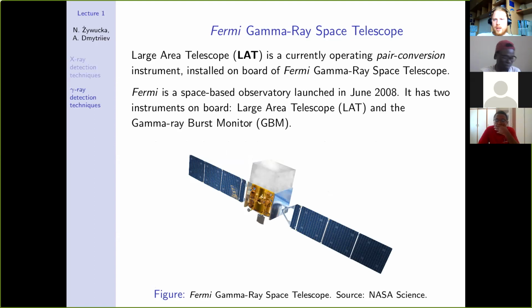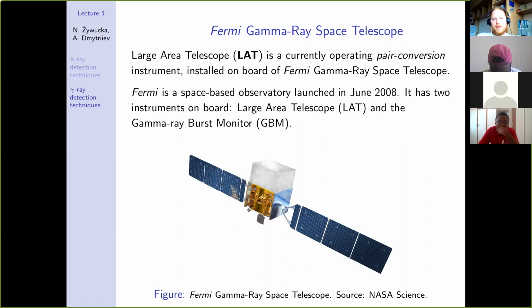So this is orbiting in space and contains 2 instruments. The Large Area Telescope, or LAT, is a pair conversion instrument, so it's a high Z material catching gamma rays. And there is another instrument, the Gamma Ray Burst Monitor. It detects gamma rays with lower energies, and it's trying to catch them efficiently, sending alerts for the gamma ray bursts.